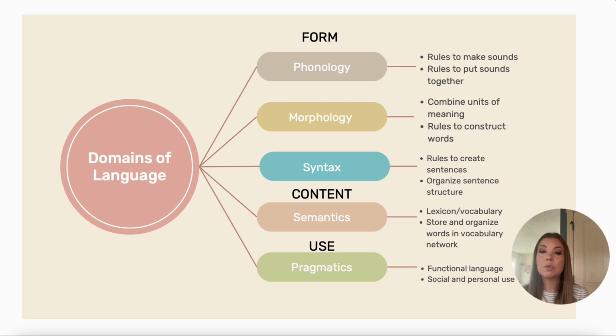And then the final domain is use, and the component of use is called pragmatics, and that's just the functional way that we use our language. So the language that we would use in social situations, and pragmatics is really important for us understanding what's appropriate to say in certain situations, but also not so appropriate to say in certain situations. So that's all the domains and their components.